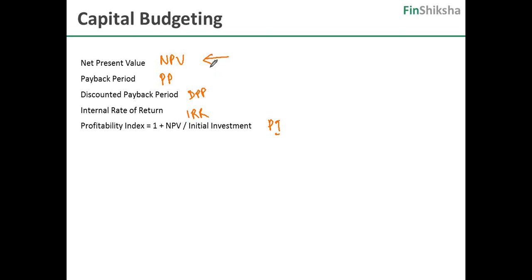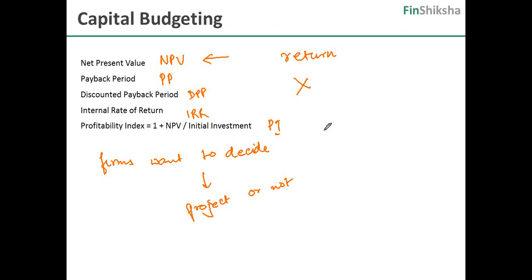Net present value. The background of this entire capital budgeting topic is that firms want to decide whether they want to take a project or not. How do you decide? You effectively expect a certain return from the project. If you are not getting that return, you will not take it. How do you know whether you are getting that return or not? That is where concepts like NPV, IRR, payback period, and discounted payback period come into the question.